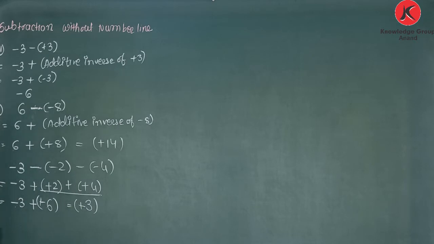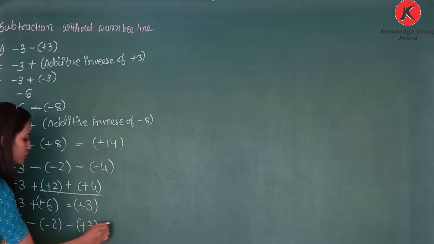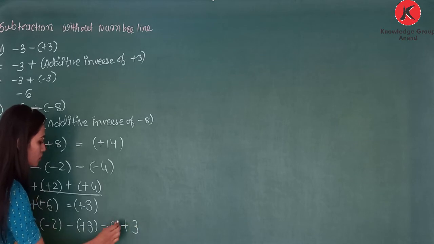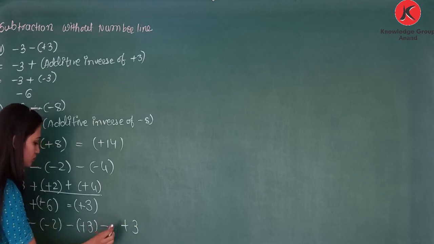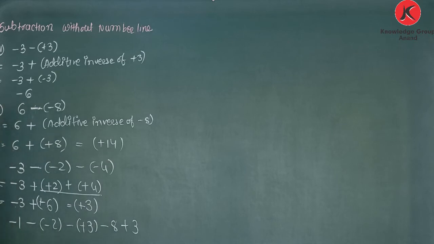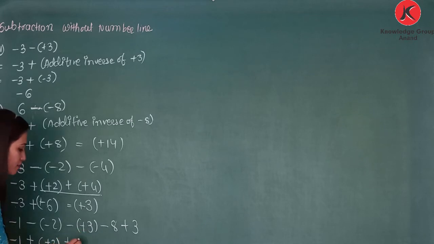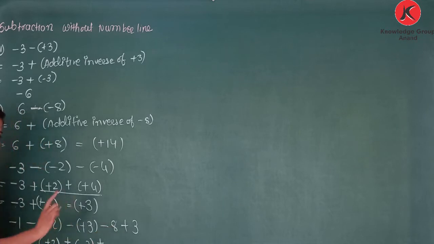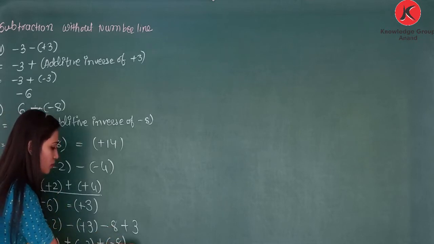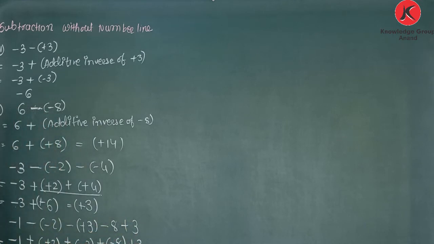Let's take one more example here. -2. Now here -1. Negative become positive. Additive inverse of -2 is +2. Negative become positive. Additive inverse of +3 is minus. This negative become plus, and 8 that is a positive become negative. Plus.